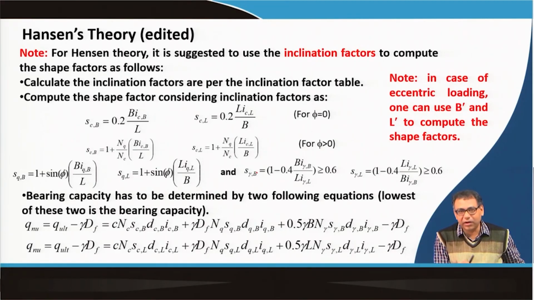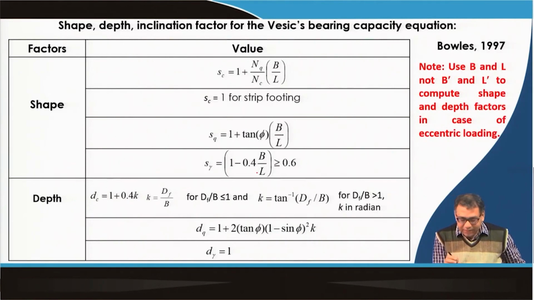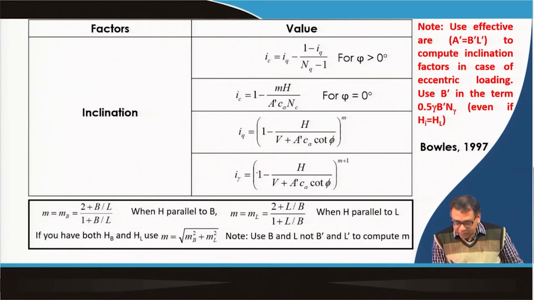Okay, with shape factor only, not with depth factor. And for Brinch Hansen's basic table, no such modifications are required. The only thing you have to do is decide whether it is parallel to L or parallel to B, and that effect is already incorporated in calculating the inclination factor. So no such modifications are required in the case of the basic one. You can use it as it is, but for Hansen these modifications are suggested.